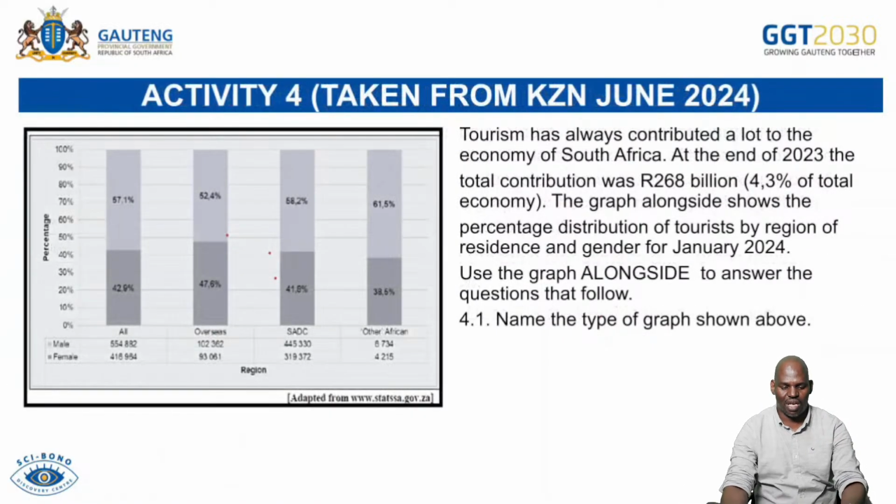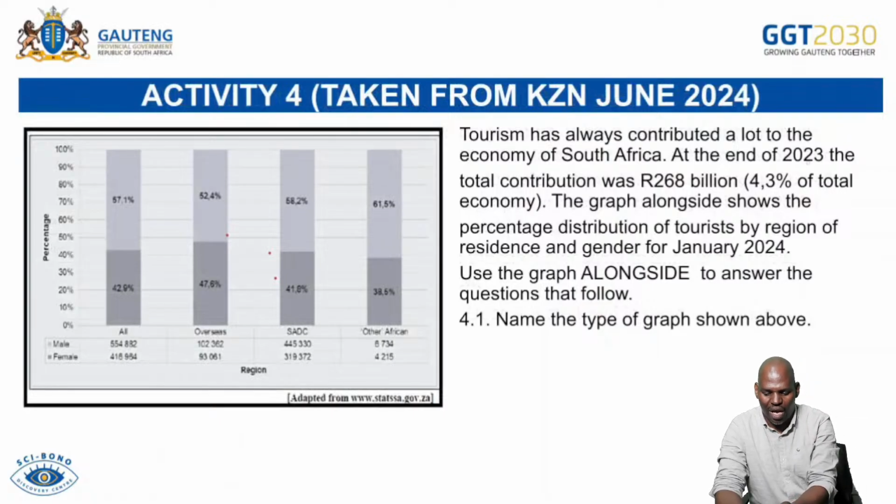Okay, and then activity number 4, this one is taken from KZN June 2024. The information is tourism has always contributed a lot to the economy of South Africa. At the end of 2023, the total contribution was 268 billion, which was 4.3% of the total economy. The graph alongside shows the percentage distribution of tourists by region of residence and gender for January 2024. Use the graph alongside to answer the questions that follow.